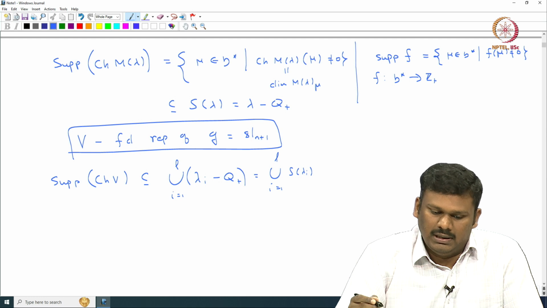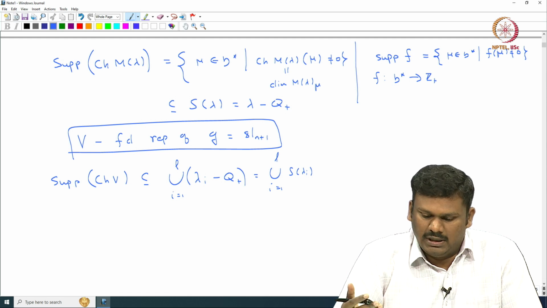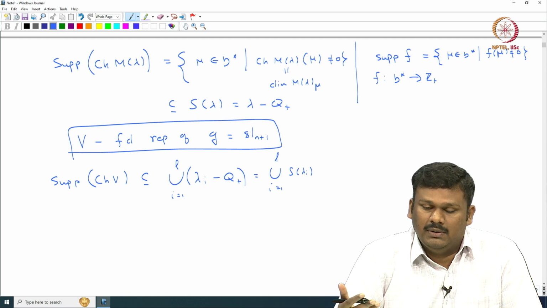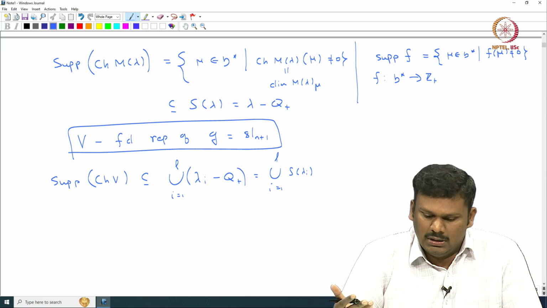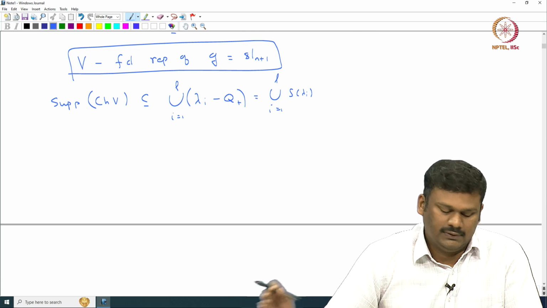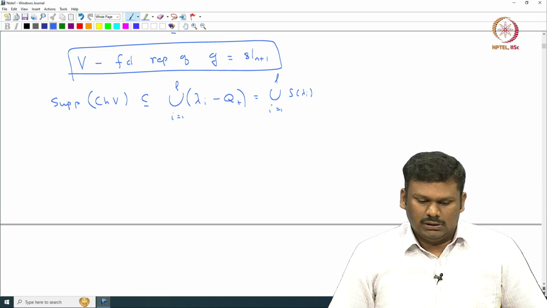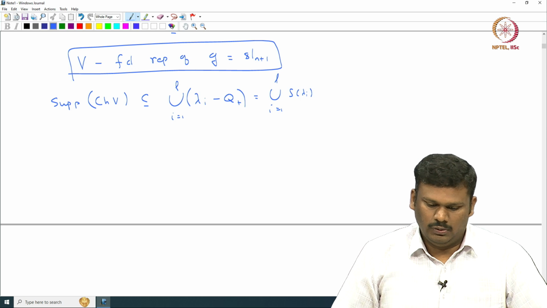So, in particular the support of that will be contained in only a union of this S of lambdas. So, that generality only we will be actually working with. Because otherwise the finiteness will be lost, we will not be able to actually multiply the characters and so on. So, that motivates us to define the character ring as follows. Okay, so we take the definition of the character ring to be the following.